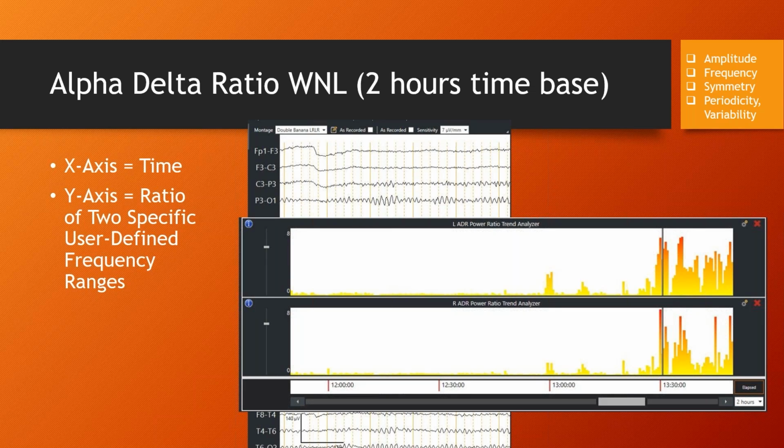So this is, in fact, the same normal patient that we looked at before, where in the first hour and a half of the record, the patient is asleep. So you've got mostly those slow frequencies, and later in the record, the patient is awake, and you've got that nice alpha popping out where I have the cursor. So alpha is the numerator, delta is the denominator. So when the alpha pops out, of course, that alpha delta ratio is going to be higher.